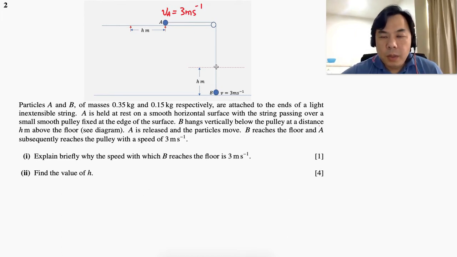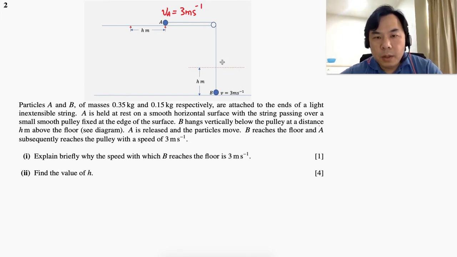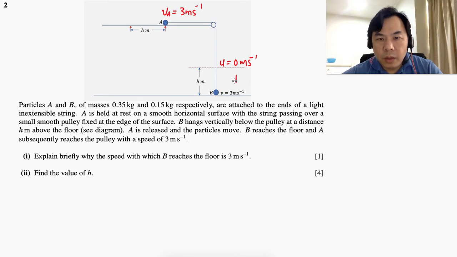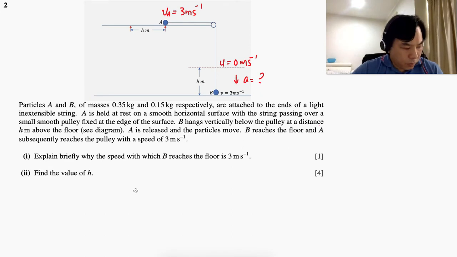Now, initially, the speed for object B was 0 meters per second. From here, we can actually obtain the height just by using SUVAT equations. But the only thing we don't know is the acceleration. Therefore, we have to work out the acceleration before we can find the height h here. So we need to figure out its acceleration. To do that, we have to solve using Newton's second law.